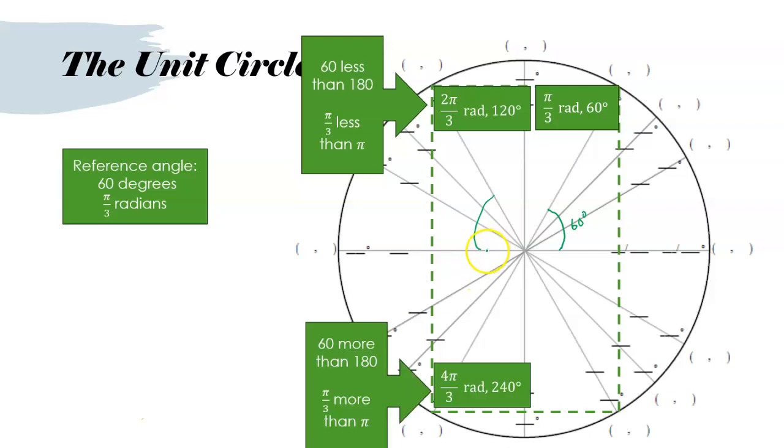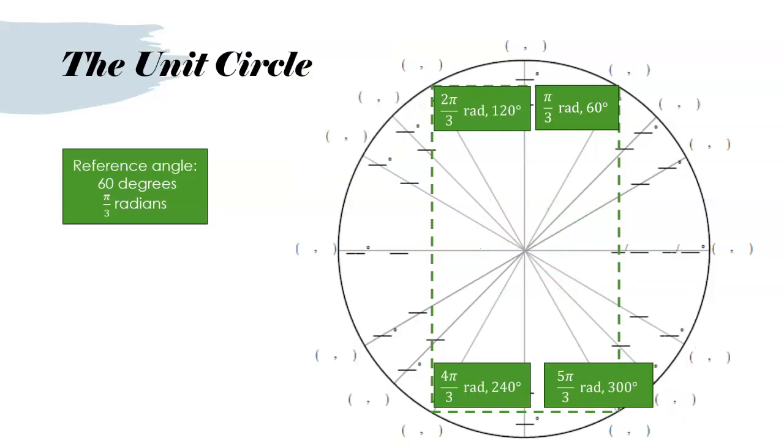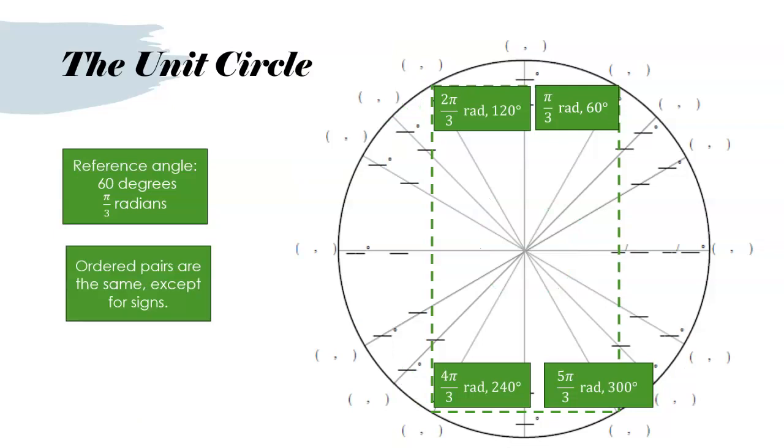The next one is 60 degrees more than 180, so we go 180 and then we go 60 degrees more, or pi over 3 more than pi. And then the last one is 60 degrees less than 360. For these angles, this is the reverse of the 30 degrees. The x-coordinate is small because this is the short side of that triangle, and the y-coordinate is big. So this one is small, that's why it's 1/2, and this one is big, that's why the y-coordinate is square root of 3 over 2.